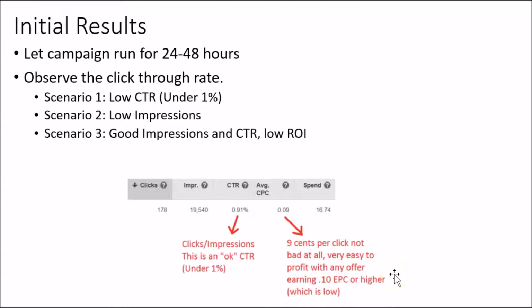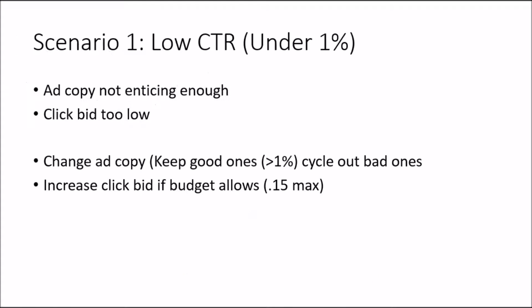Anything below 10 cents cost per click is great because we'll be profiting on anything that brings us over a 10-cent earnings per click. So that's great. Let's look at the first scenario, which is the low click-through rate, under 1%.